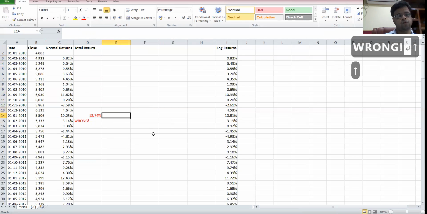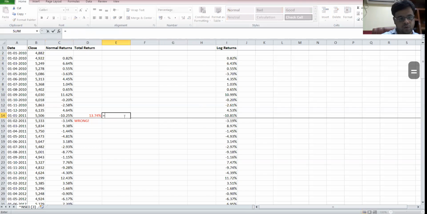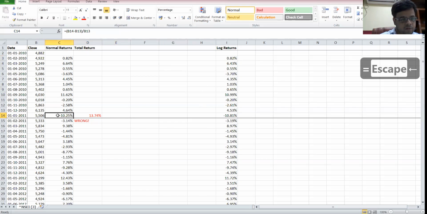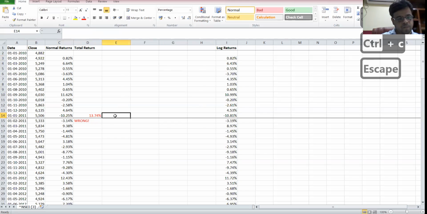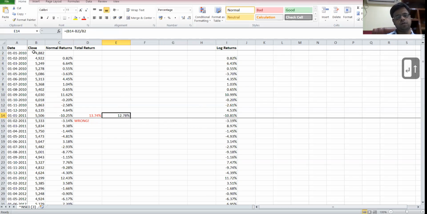because you cannot calculate returns that way, because this 6.64% is not on my original base. This 6.64 is on 4922, which has already been adjusted by this 0.82%. The way to do this is to actually shift your base. Once you shift the base, you find your actual 12-month return, which is your ending period investment minus the beginning period investment divided by the beginning period investment, or the base.